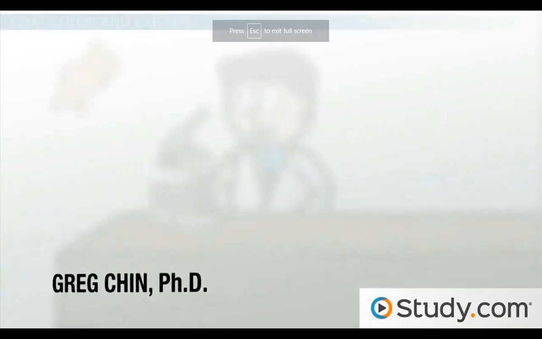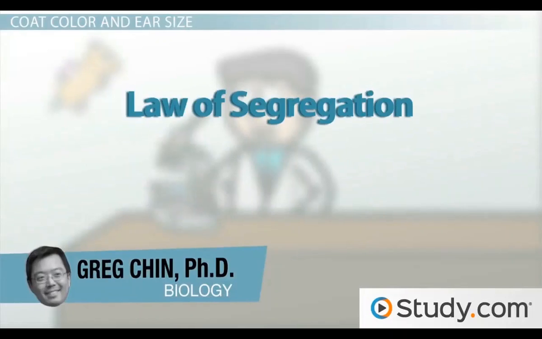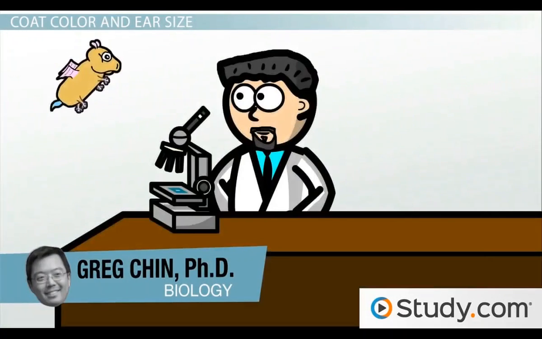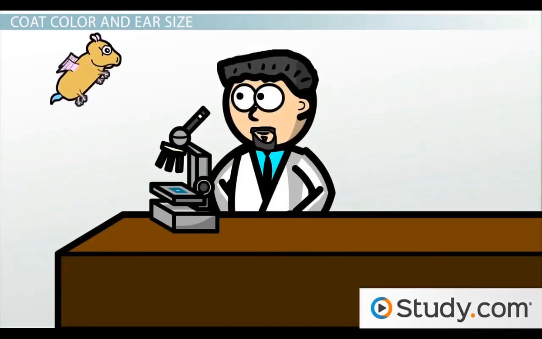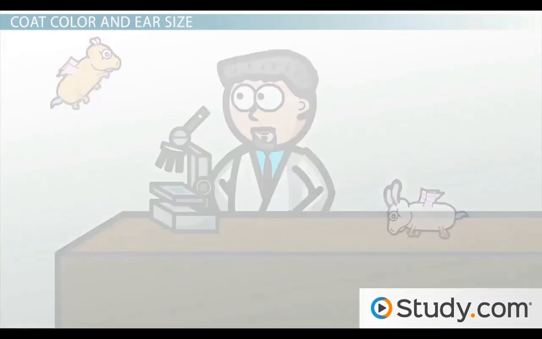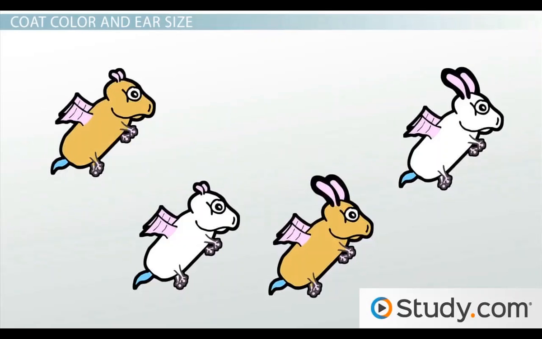When we were studying coat color, we saw how Mendel's law of segregation and law of independent assortment could help us predict how chromosomes segregate into gametes. By applying Mendel's laws to our studies of coat color and ear size, we determined that a parent heterozygous at 2 loci can produce 4 different gametes.